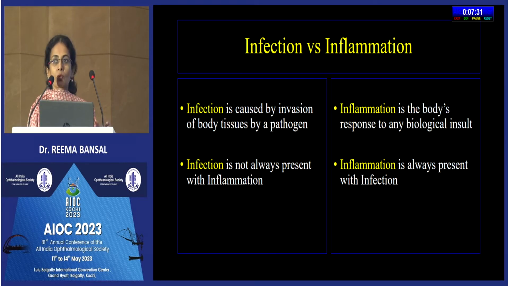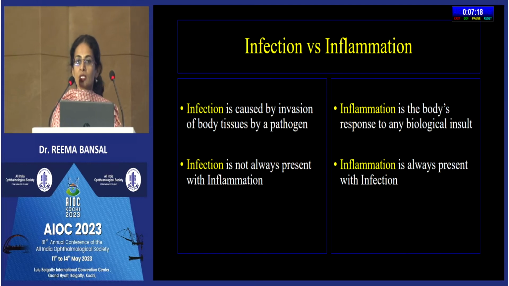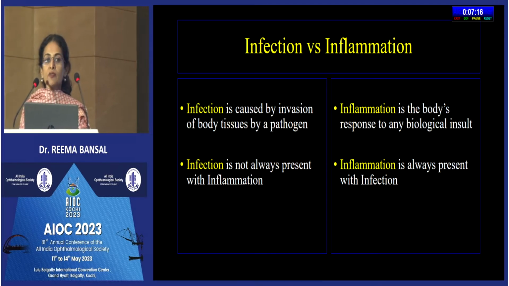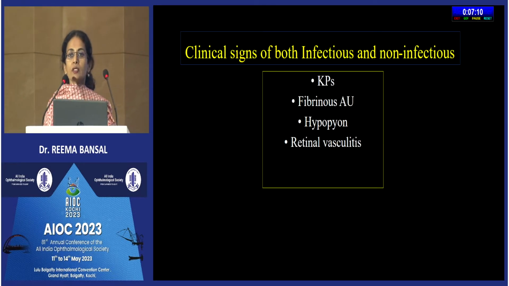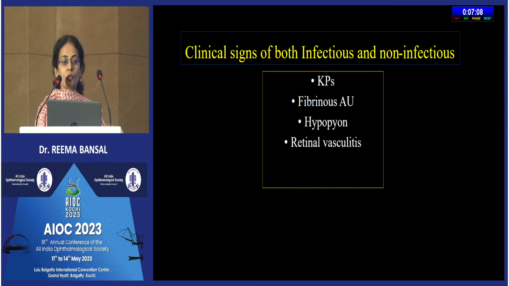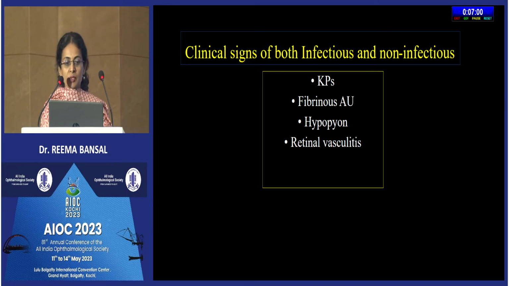Infection, as we all know, is caused by invasion of the body tissues by a pathogen, and infection is not always present when there is inflammation. On the other hand, inflammation is the response of our body to any biological insult, and inflammation is always present when there is infection. When we look at the signs of both infectious and non-infectious uveitis, we have certain signs which are common, like keratic precipitates, fibrinous anterior uveitis, hypopyon, and retinal vasculitis.